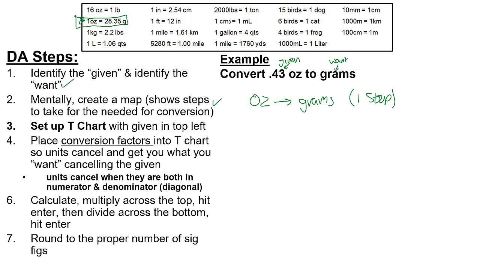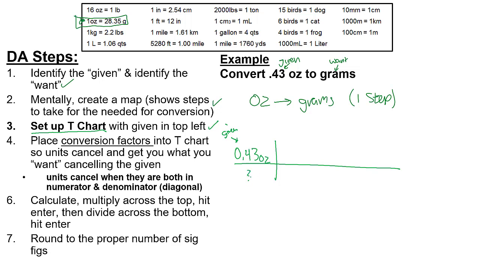The next step for us is to set up our T-chart, and that is probably the most important thing we have to do. So the T-chart goes like this. We are going to now draw a line like that. That's where we're going to start to place all our numbers in. And our first thing we're going to put in there is 0.43 ounces, which is our given. The given is always going to go in that top window that's there. And you'll notice there's a bottom window that's empty. Don't worry about that.